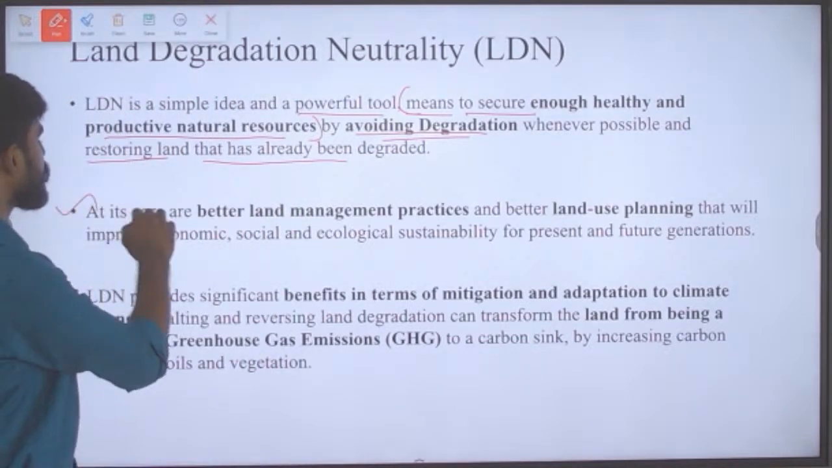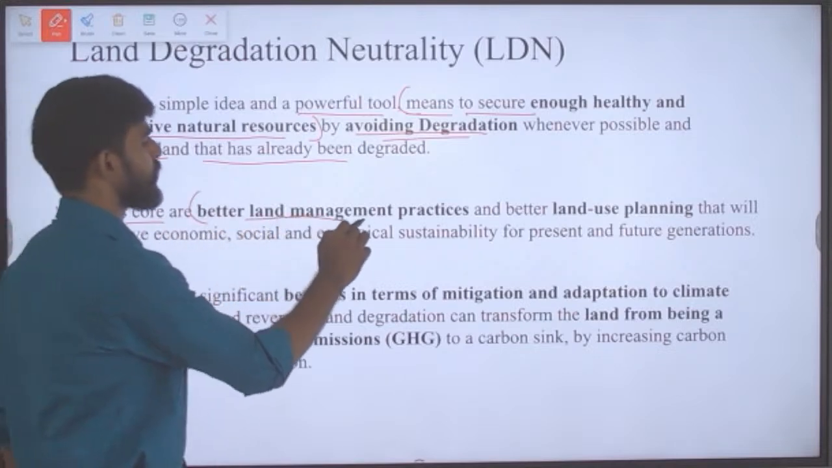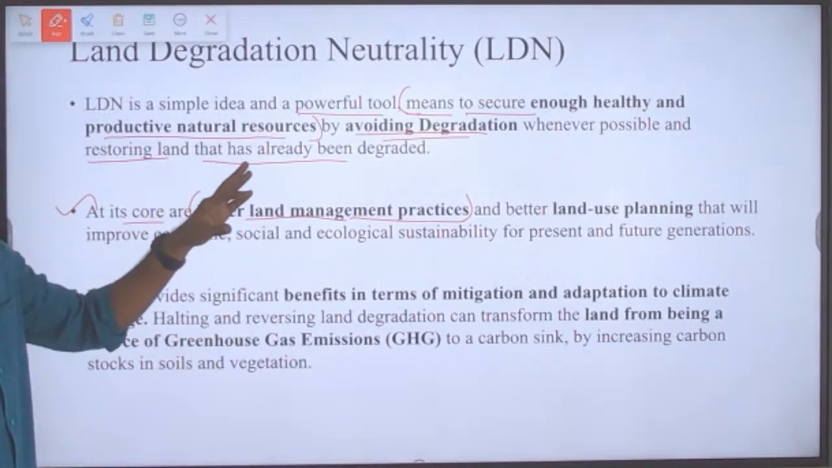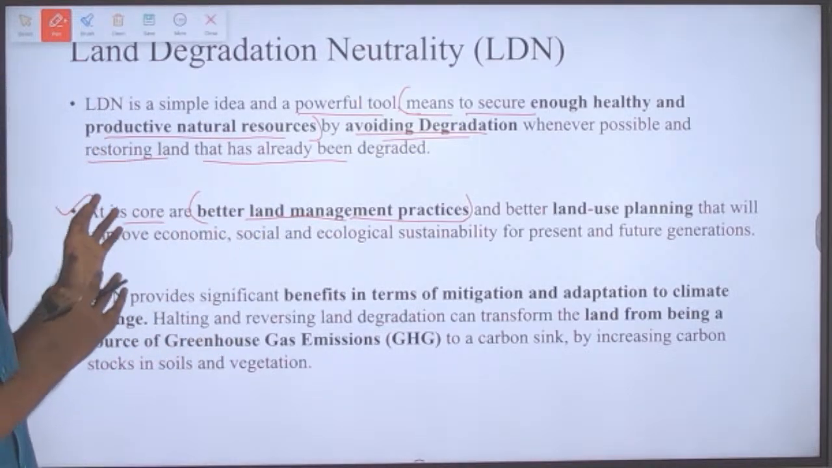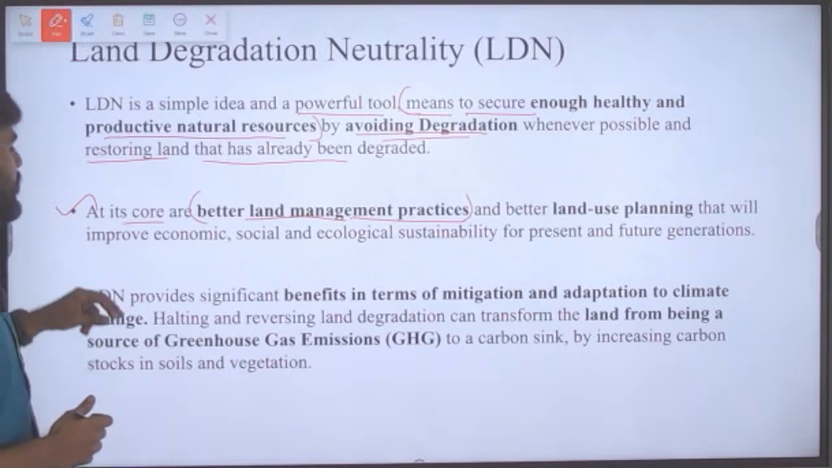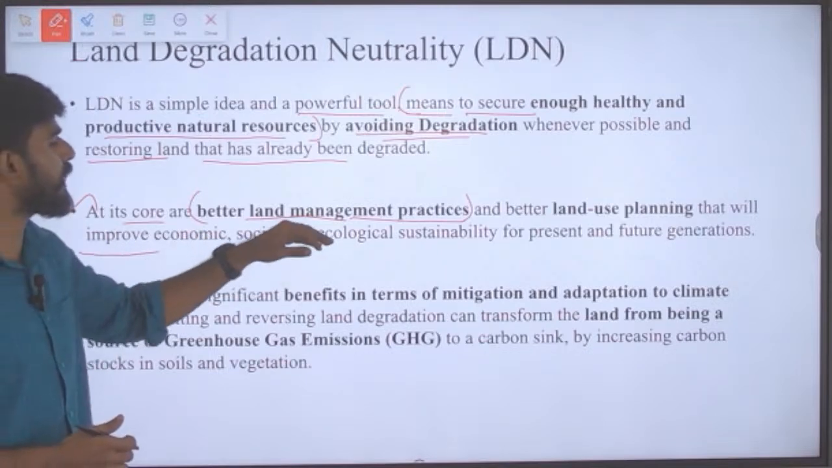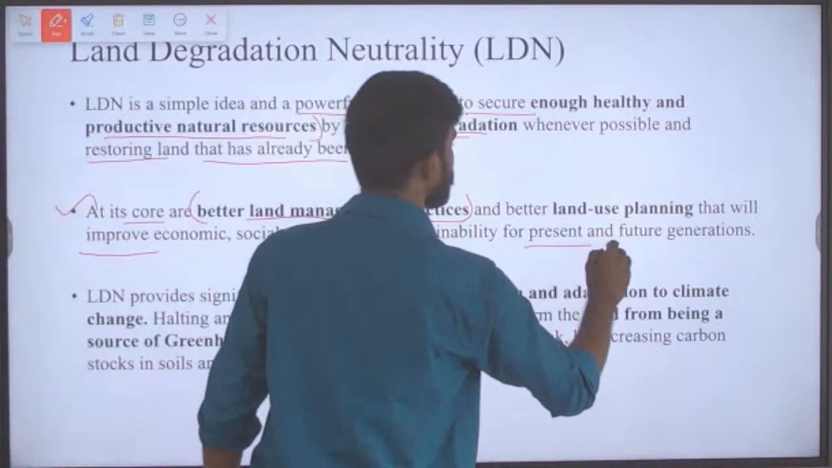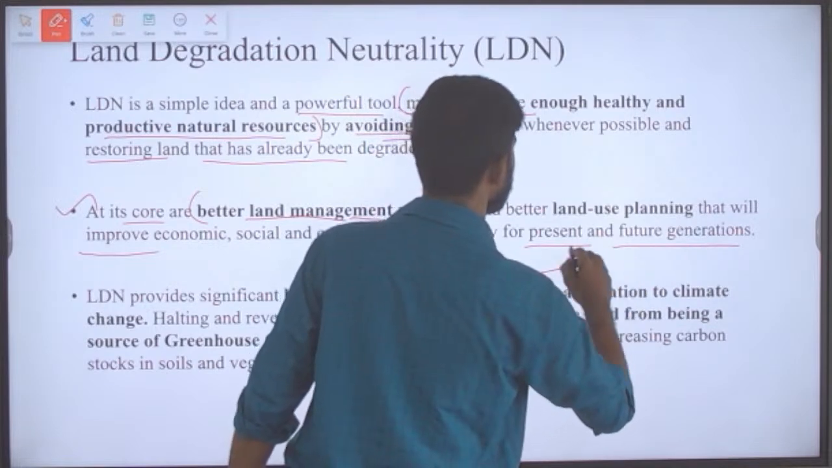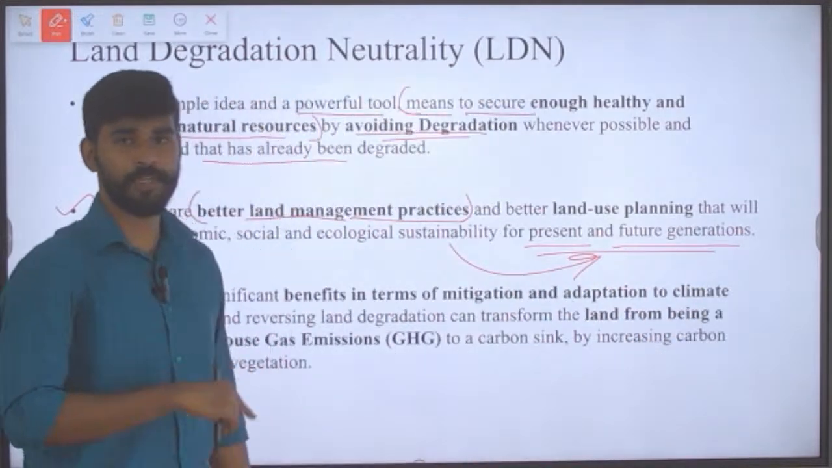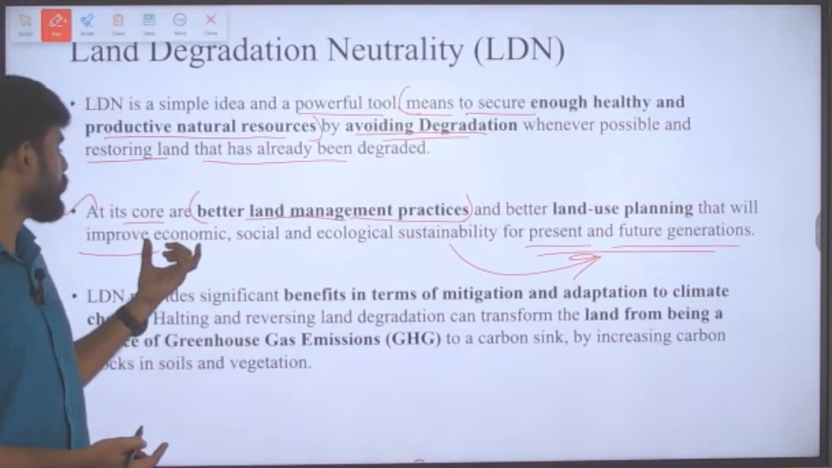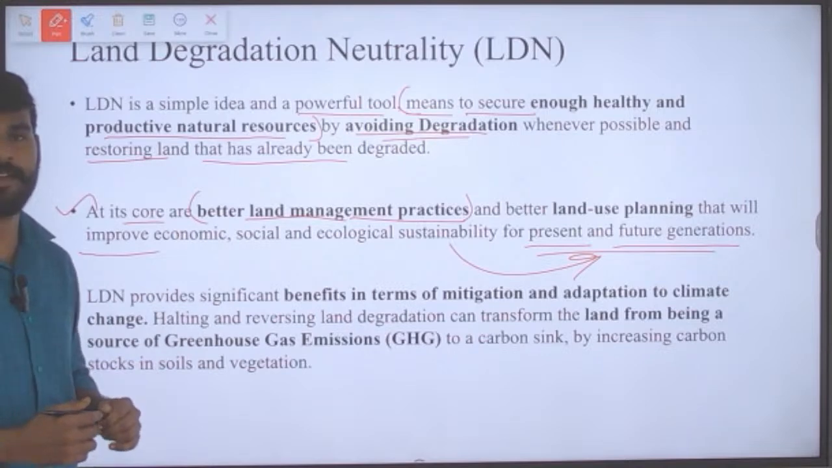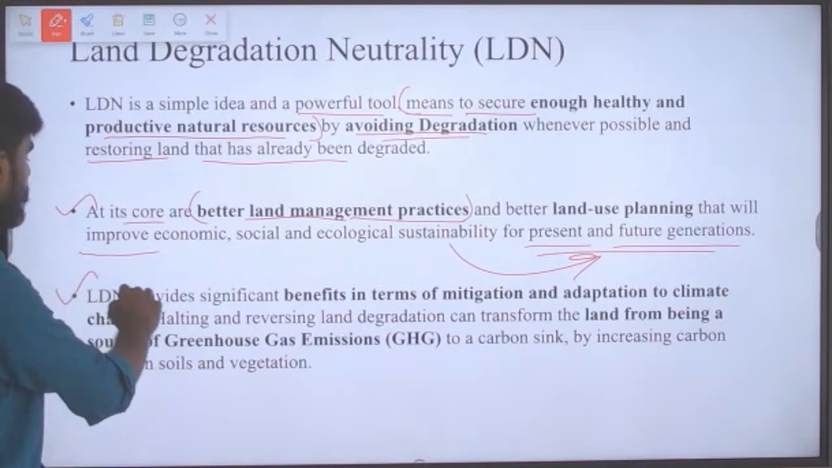Okay, and at its core is better land management. Obviously we must have better land management practices and better land use planning. These are the core areas of land degradation neutrality, which will improve economic, social and ecological sustainability for the present and future generations. Obviously when it is sustainable, it is focusing on present and future generations. So for economic, social and ecological sustainability, we need to go for land degradation neutrality.